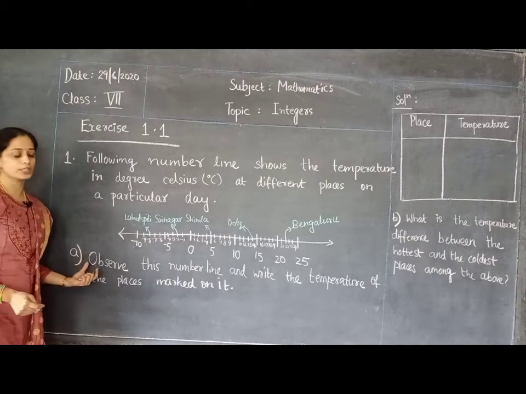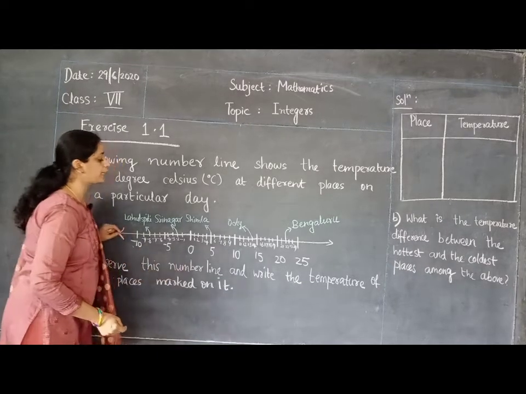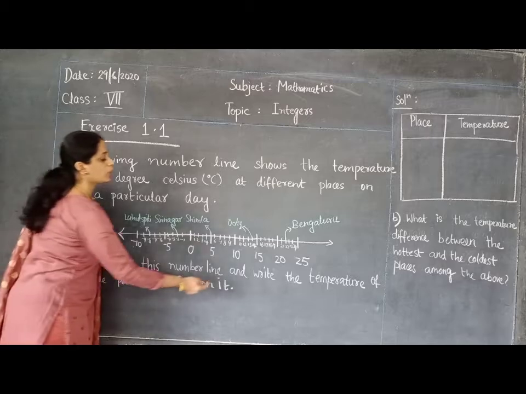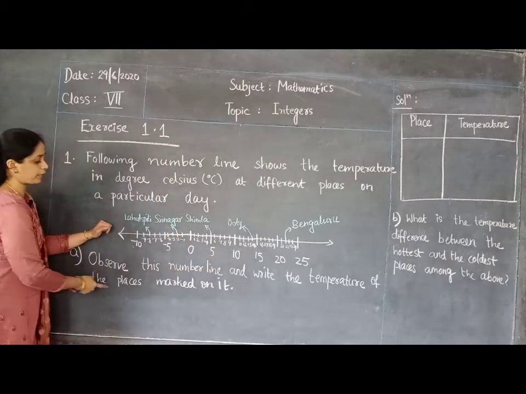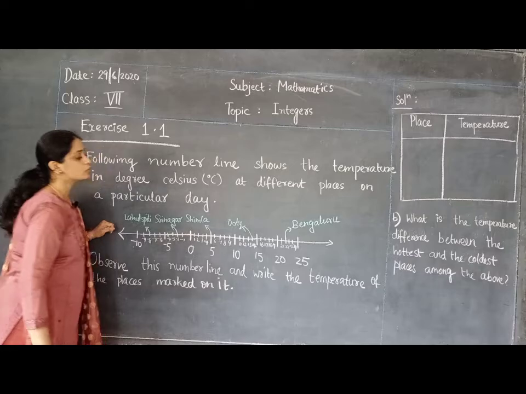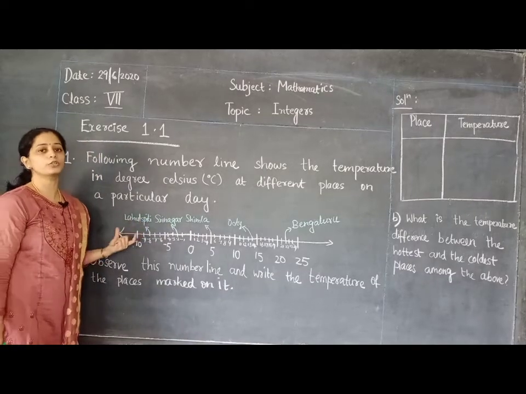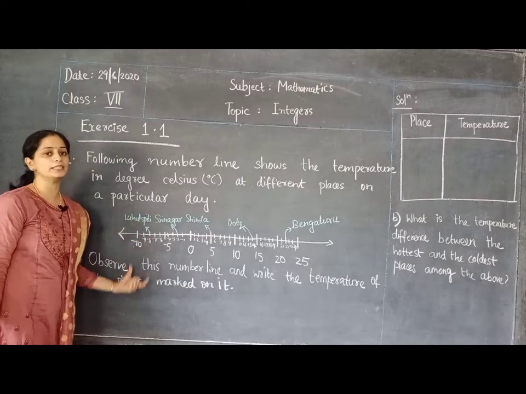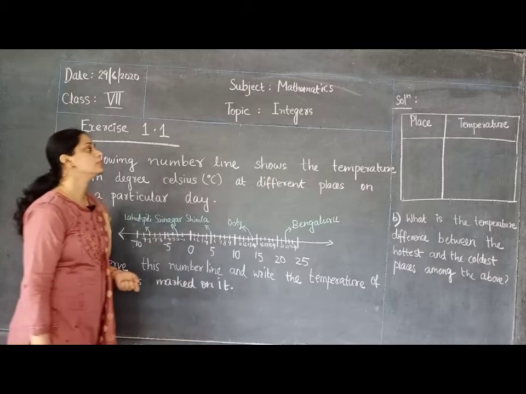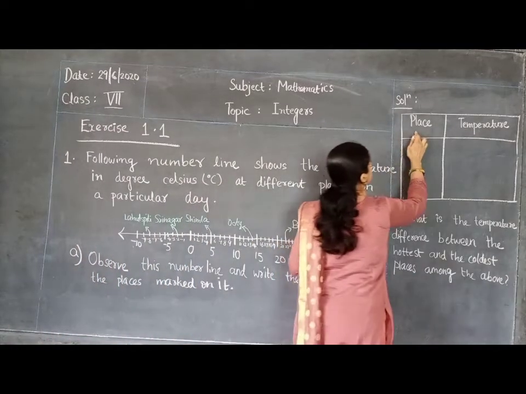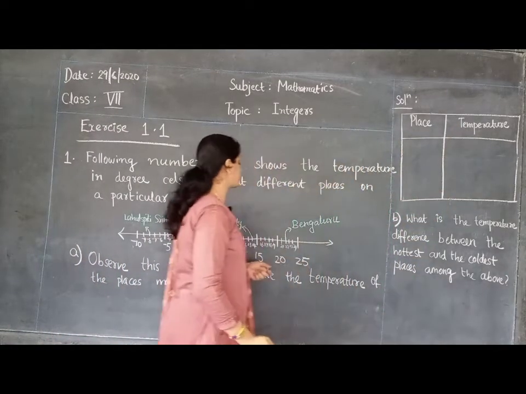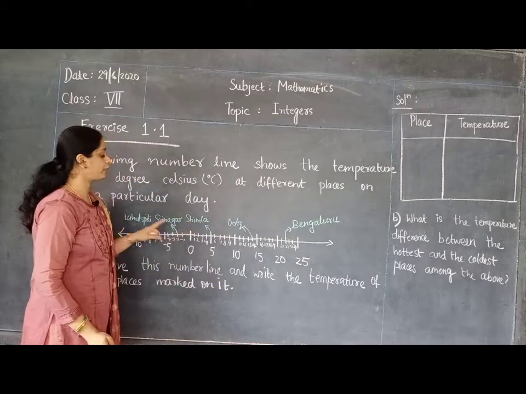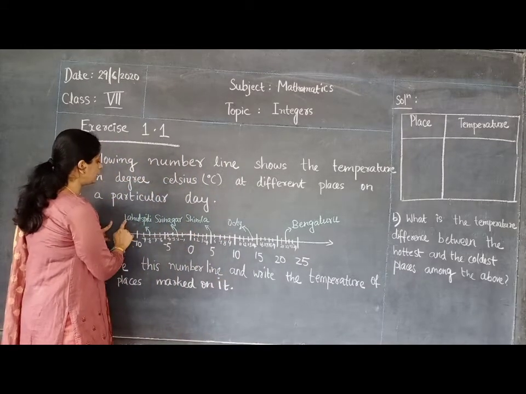So the first question, observe this number line. You have to observe this number line and write the temperature of the places marked on it. Whatever places they have marked, you have to write the place name and the temperature. So how to write this? See, I have made 2 columns. One is place and the other is temperature. So how many places are there? 5 places. We can start from here.